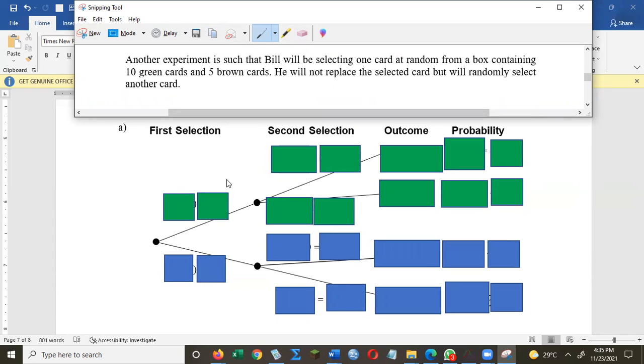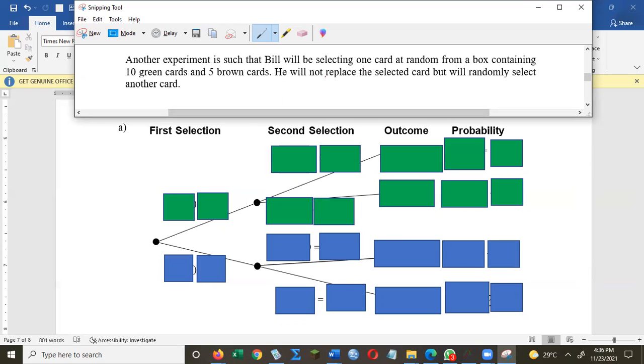And just to remind you all, the tree diagram displays all the possibilities, all that can happen. It's a diagram that will display all the possibilities. So when he randomly dips his hand in the container, what can possibly happen? It is possible for him to select a green or a brown.